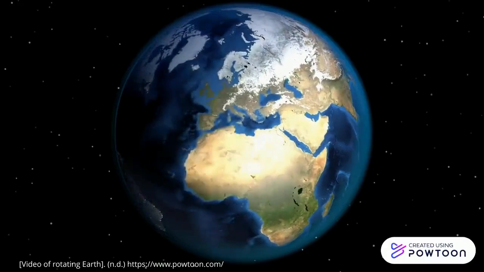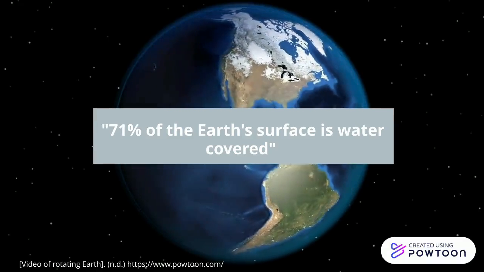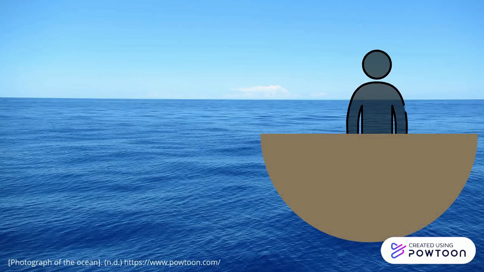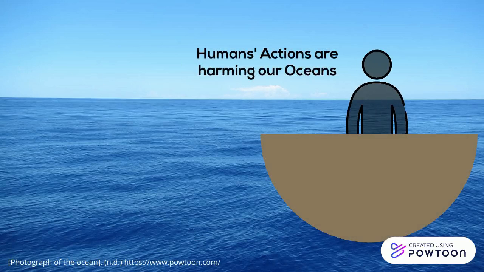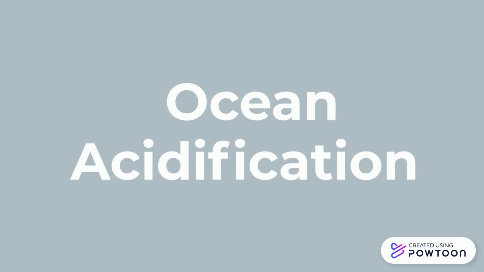As reported by the United States Geological Survey, 71% of Earth's surface is water-covered. When taking a deeper dive and exploring how human actions are influencing the Earth's water systems, it is evident their impact on the ocean may be detrimental if changes aren't made. One of the impacts that is influenced by humans is ocean acidification.